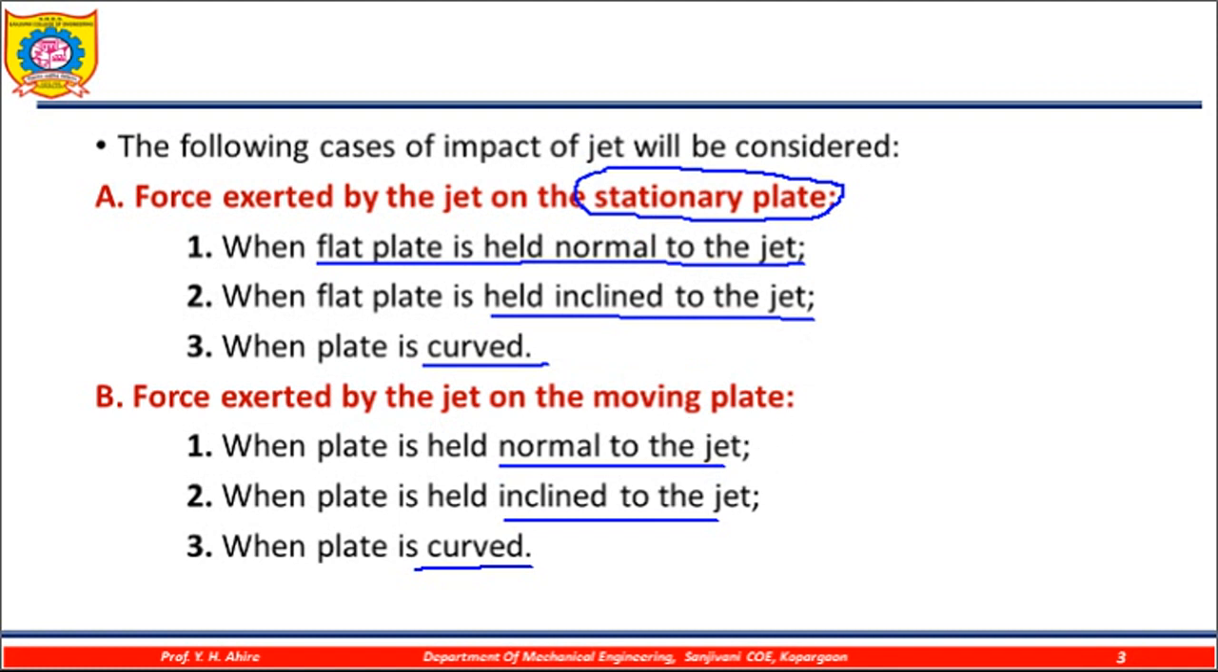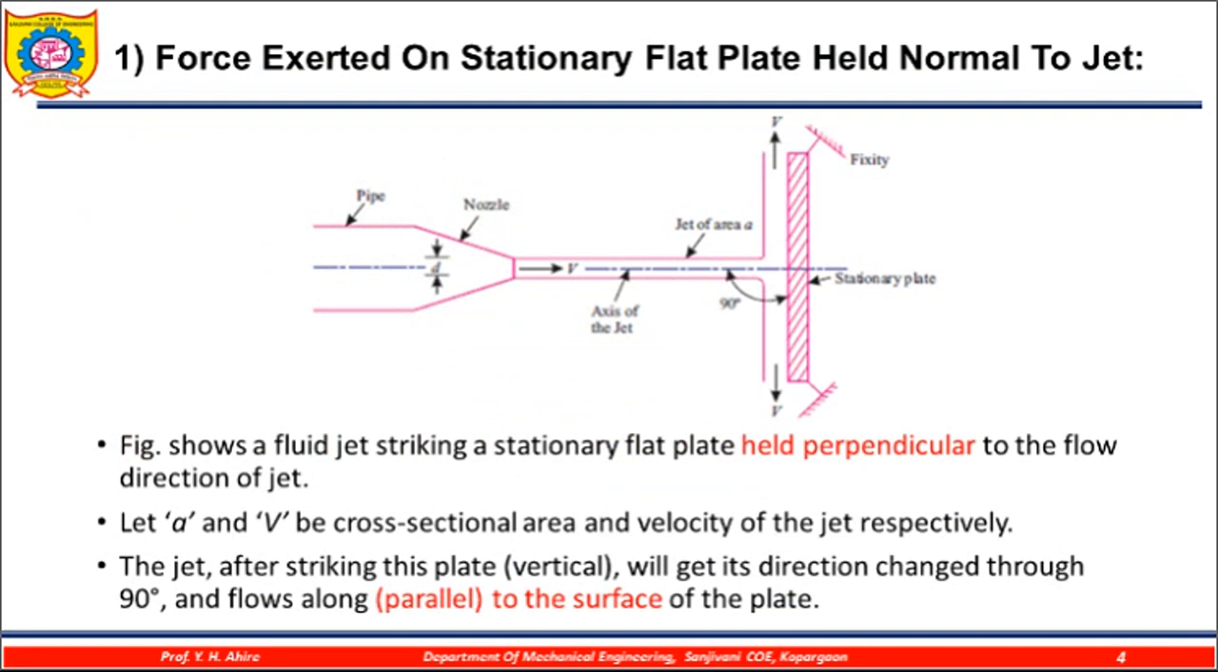Force exerted by jet on stationary plates. In this, our case number 1 is force exerted on a stationary flat plate, which is held normal to the jet. Okay, so our plate is stationary like this. You can see it is fixed here, fixity is provided, so the plate is fixed, and it is flat in nature. The surface is flat, and the third thing is it is perpendicular to the jet, at a 90-degree angle.